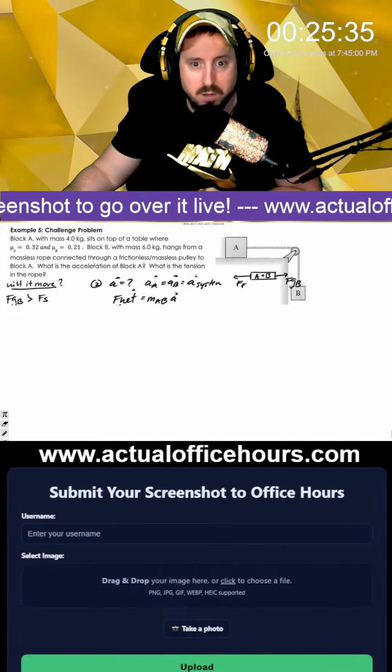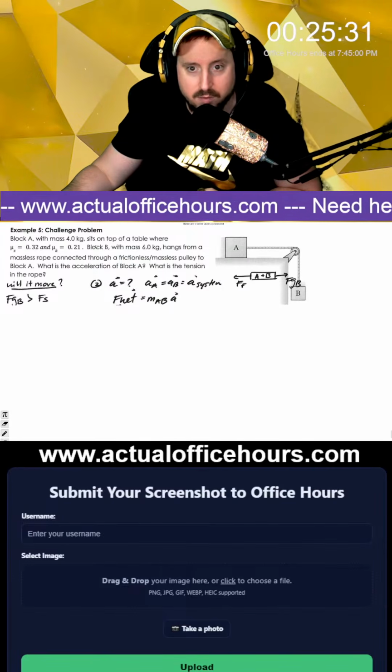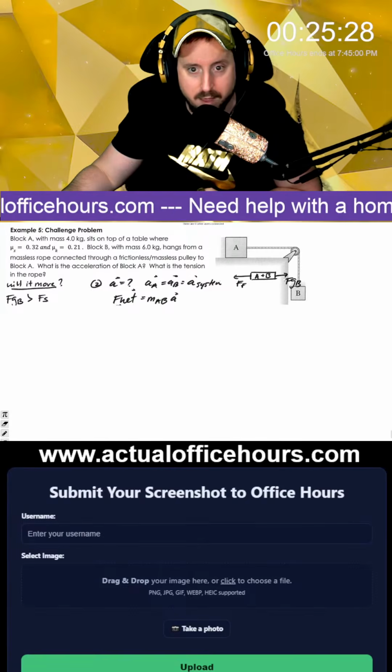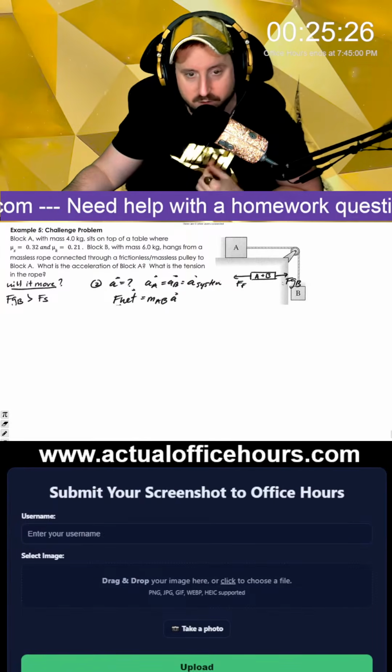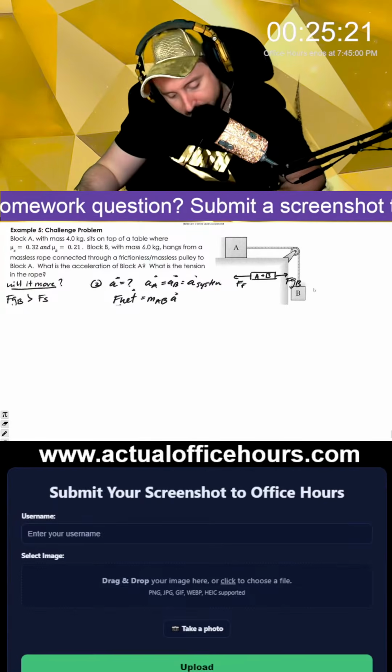All right, Hecker, let's see. Block A with mass 4 kilograms sits on top of a table where mu_s is that and mu_k is that. Block B with mass 6 grams hangs from a massless rope, and so on. What is the acceleration of block A? What is the tension in the rope? Great. First thing is force diagrams.